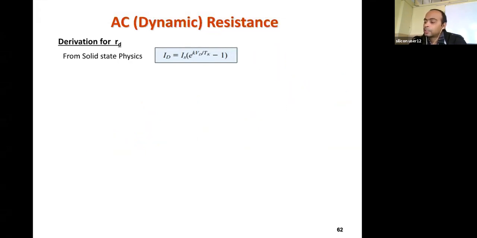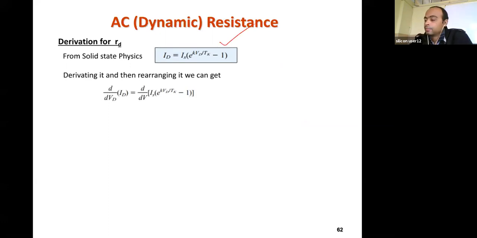So remember this equation. This equation is there from solid state physics. Now what I'll do, I'll differentiate it with respect to Vd. I want to find out dID by dVd.